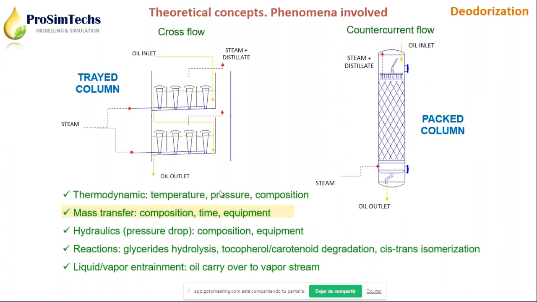And finally, we have some side reactions. Some of them are triglyceride, diglyceride, and monoglyceride hydrolysis. We have sometimes tocopherol, and in the case of palm oil, carotenoid degradation. And also we have, as a side reaction, a cis-trans isomerization. And finally, we have sometimes a liquid-vapor entrainment. Okay, that typically is the carryover of oil droplets to the vapor stream exceeding the deodorization section.